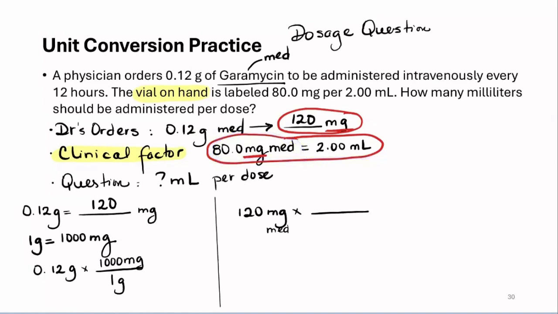So we write right here, 80.0 milligrams of medication. Then you can observe that at this point, the milligrams of medication cancel with the milligrams of medication. On the top of the fraction, we're going to write what those 80.0 milligrams of medication equal, which is 2.00 milliliters.